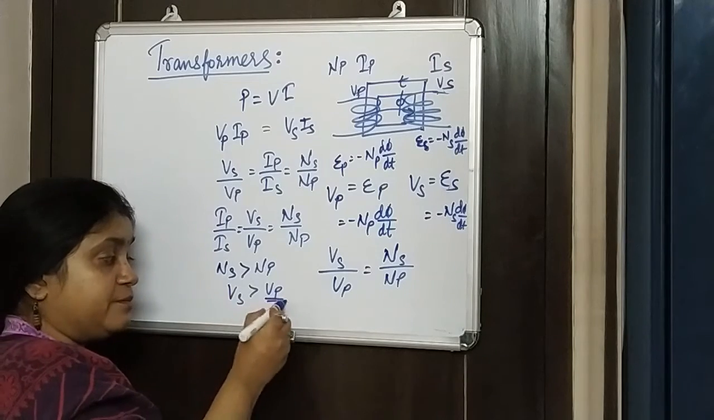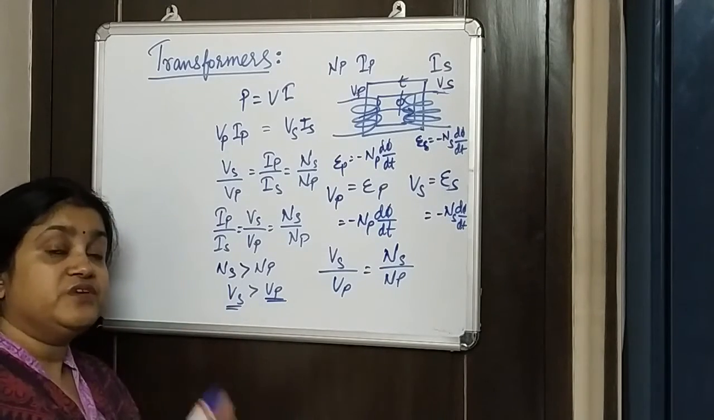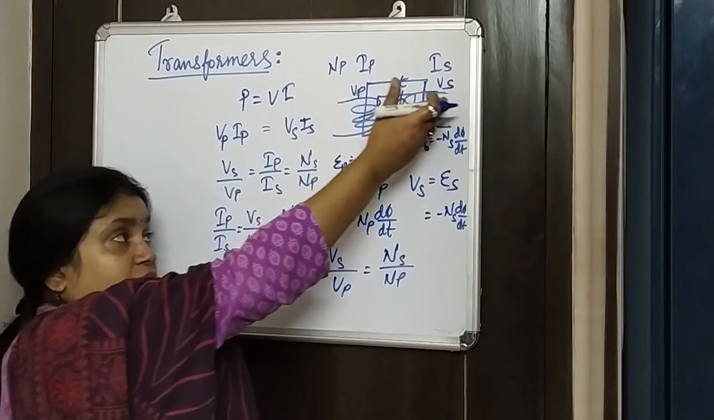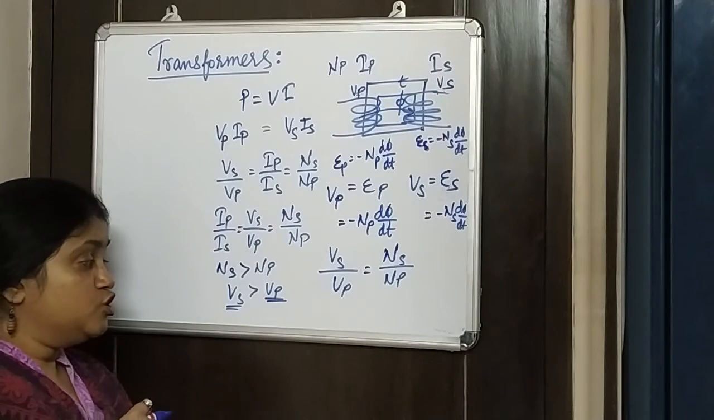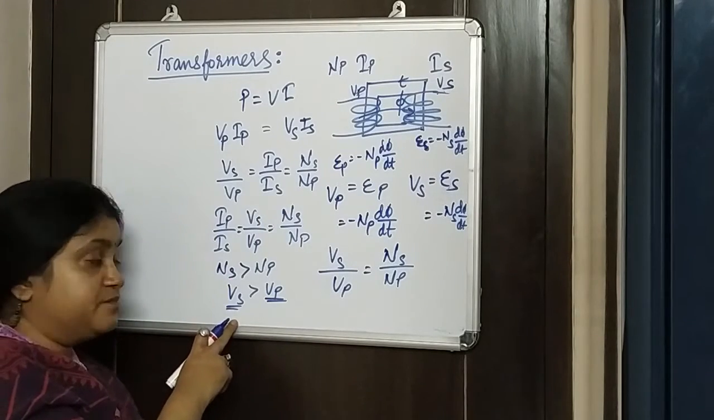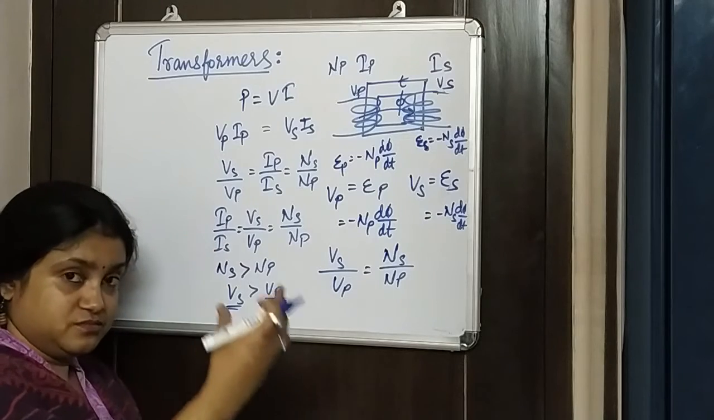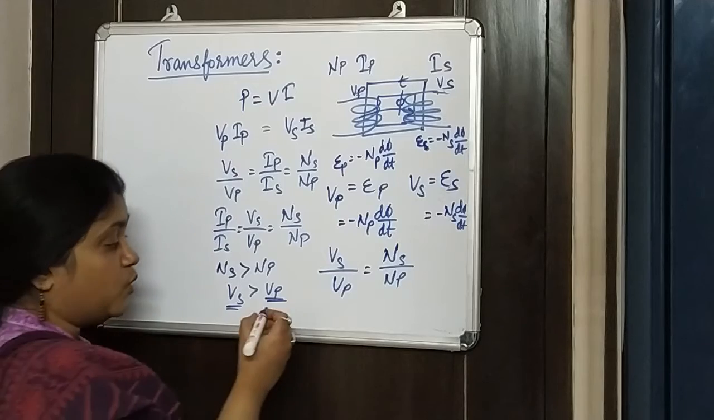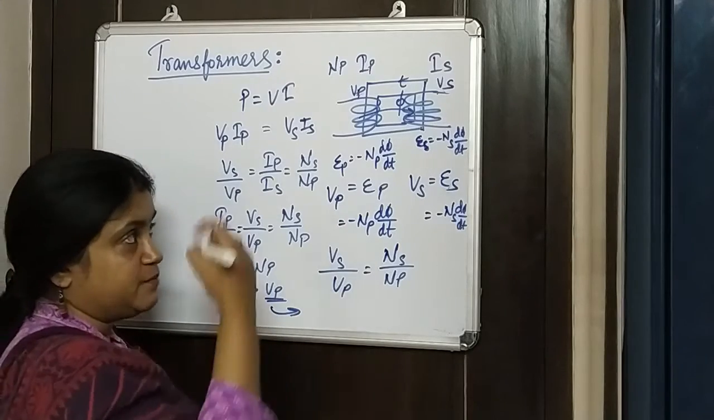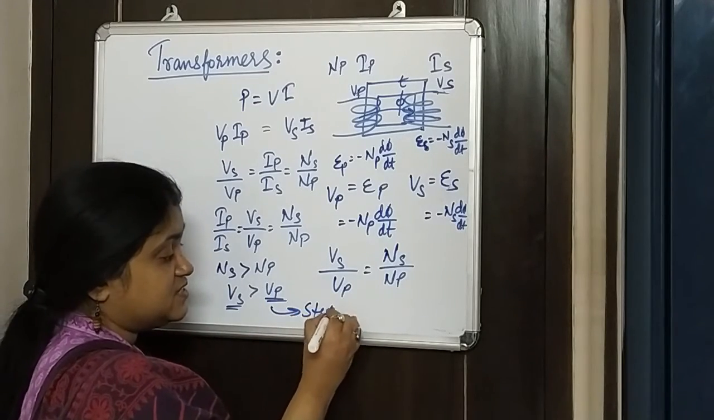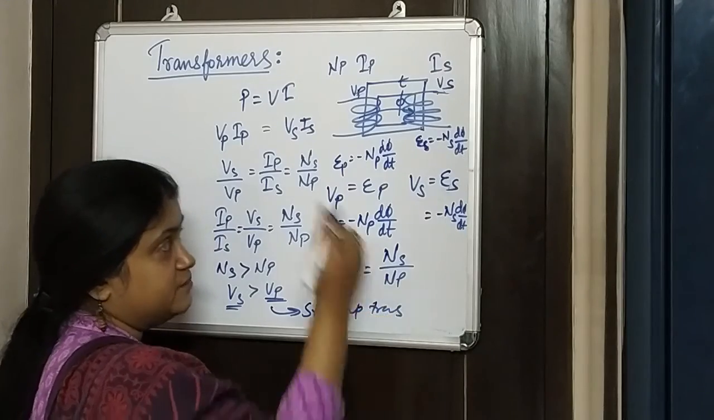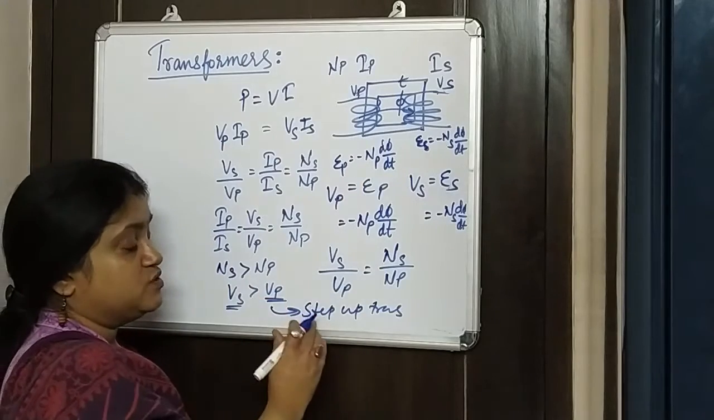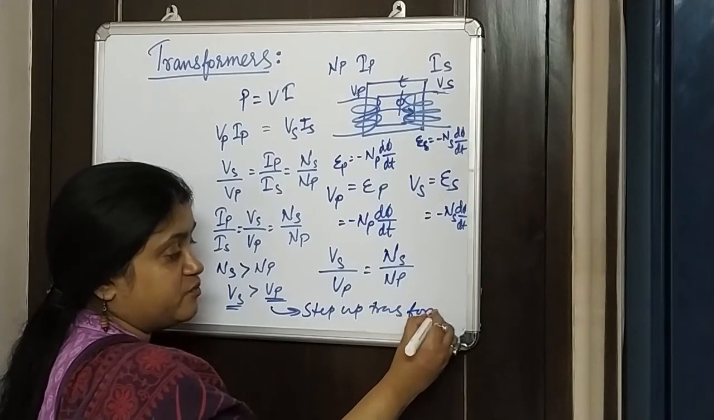So this is the voltage applied and this is the voltage that we are getting at the secondary part of the coil, right? So if the outcome, that is the secondary coil voltage, is more than the primary coil voltage, then we call this type of transformer a step up transformer, because it is stepping up. The secondary has more voltage than the primary, so this is called a step up transformer.